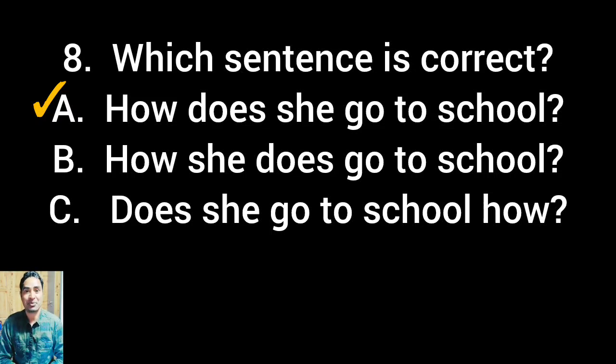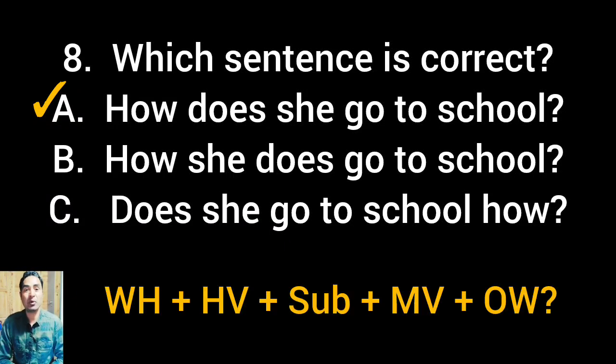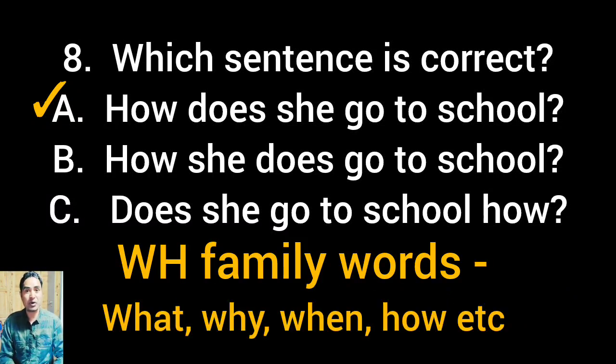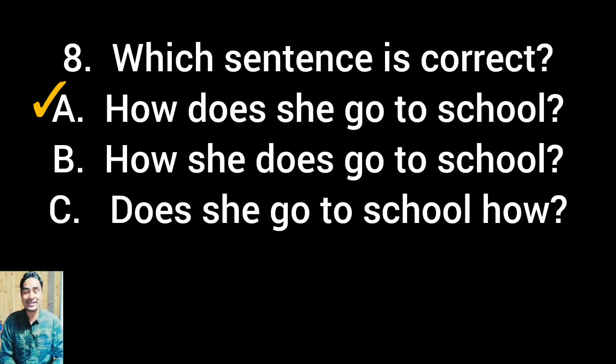But why? When we form a question in English, the structure is like this: WH family word plus auxiliary verb plus subject plus main verb plus other words. What does WH family word mean? WH family words are what, why, when, how, etc. Here in this case, the WH family word is how. The helping verb is does. The subject is she and the main verb is go. To school is the other words.